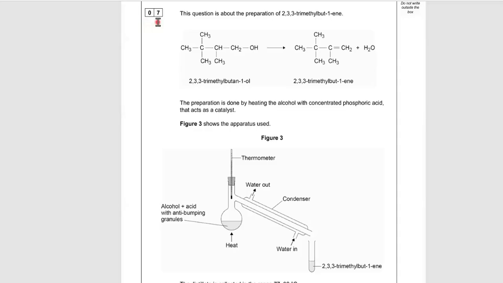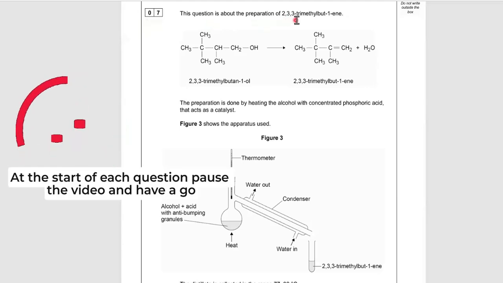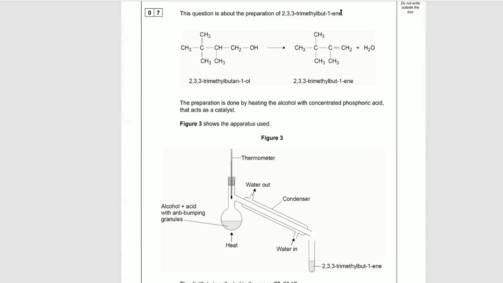This question is about the preparation of an alkene from an alcohol. So we've got 2,3,3-trimethylbutene. We're making it from 2,3,3-trimethylbutanol. Once again, pause the video, have a read through all the information, then unpause and watch the walkthrough. All right, let's get into this.